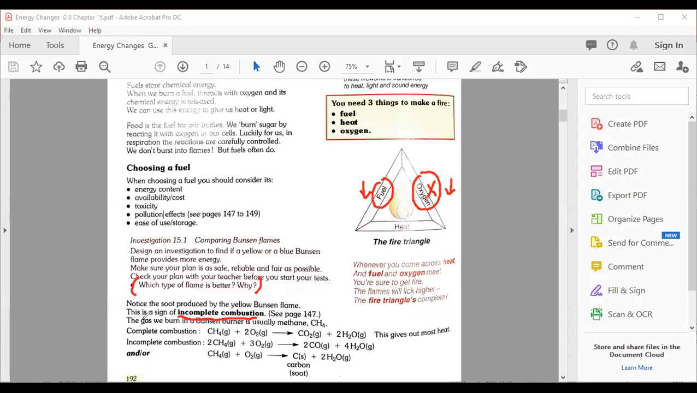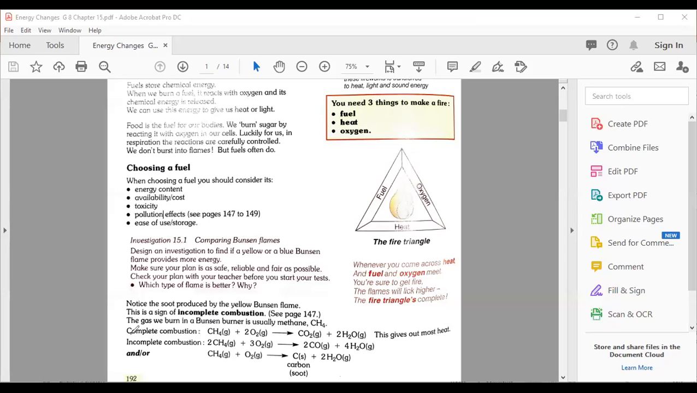Okay. The gas we burn in the Bunsen burner is usually methane. So what is the gas that we supply? Its name is methane. What is methane? That is its chemical formula. Mostly that is present in your kitchen stove. The gas you receive and cook with is named methane. CH4 is its chemical formula.